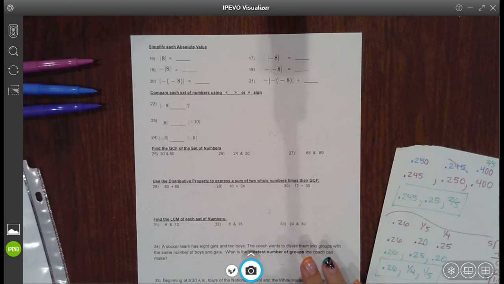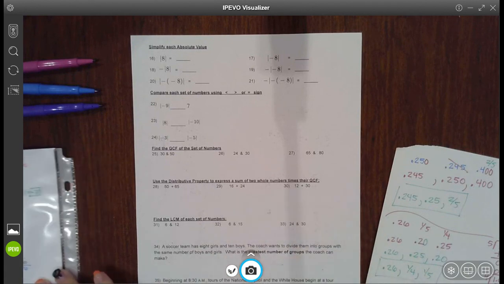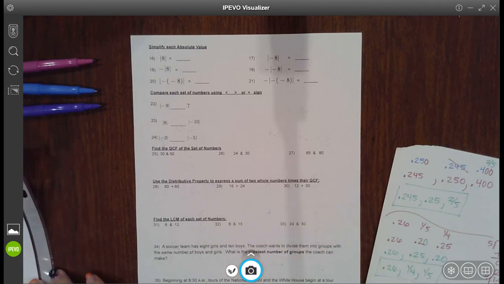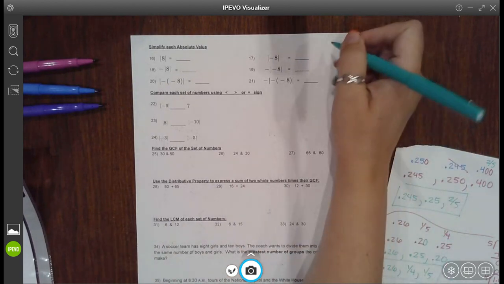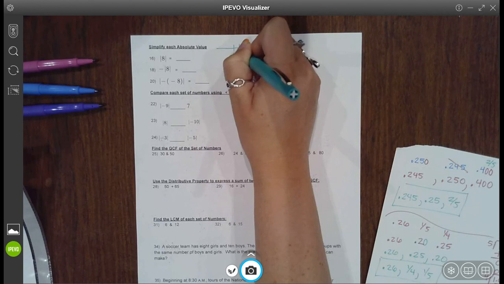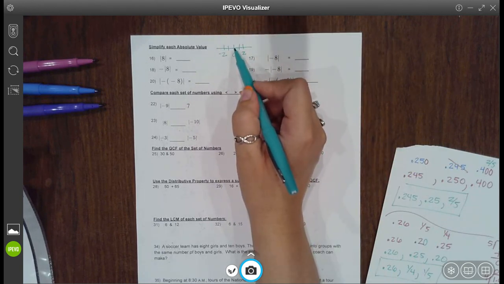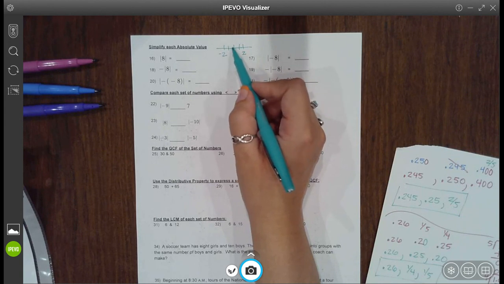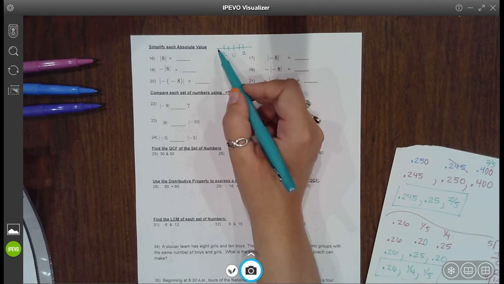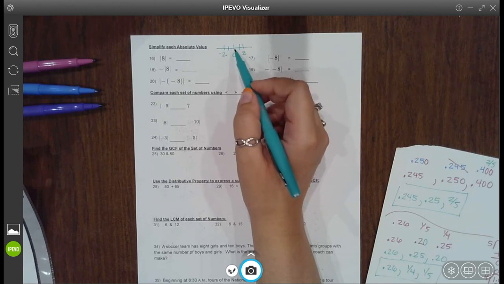Remember that for the majority, whenever you see absolute value, it means the distance a number is from 0, right? And if you're talking about distance, it's always positive. So let's say I had 2 and negative 2. 2 is 2 away from 0. Negative 2 is also 2 away from 0. So the absolute value of negative 2 is 2, and the absolute value of 2 is still 2. So it's different than opposites. Absolute value is the distance it is from 0.